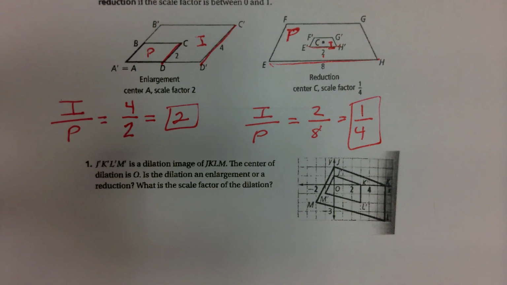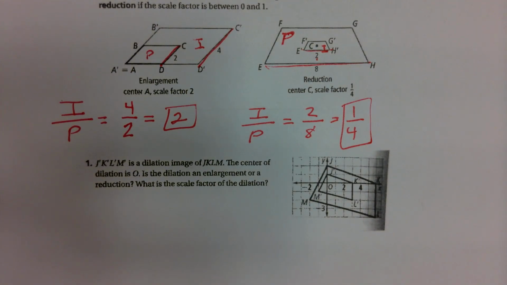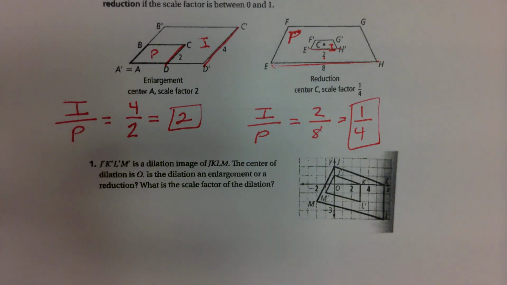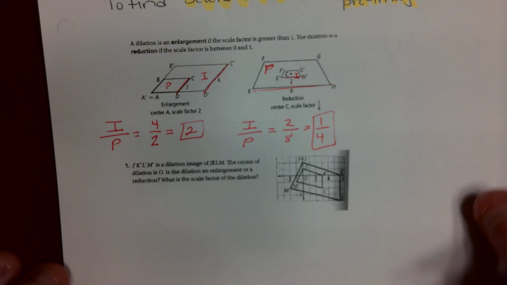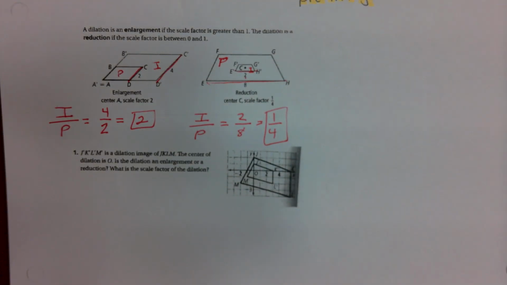All right, so let's take a look at this. Boy, sorry about that. Shading looks shady to me. All right, J prime, K prime, L prime, M prime is a dilation image of JKLM. The center of the dilation is 0, or O, I should say. Is the dilation an enlargement or a reduction? What is the scale of it?